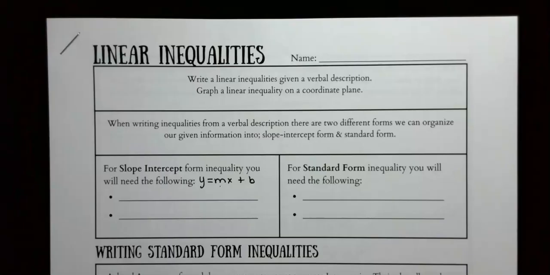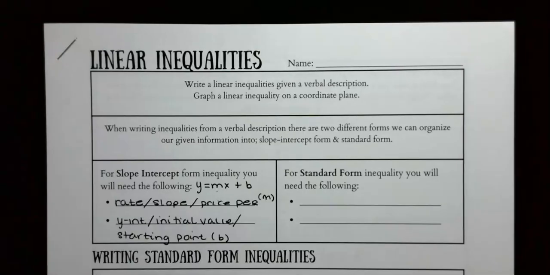But when we're talking about a verbal description, we don't usually say this is the y-intercept. It's usually a starting point or an initial value. So let's go ahead and write in specifically those things that we're looking for when we're writing something in slope-intercept. When we're looking for the slope, they might say something like the rate at which something is changing. They might even say the slope, but most likely you're going to run into the price per unit, the price per month, how much you're getting paid per hour, or how much an item costs. That is usually going to be tied into our slope, or the m that we're going to use for our equation.